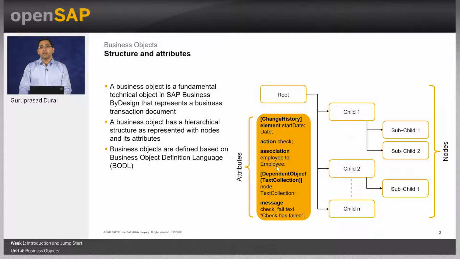Composite association can be from root to child 1 and from child 1 to subchild 1. The association between child 1 and subchild 1 is called the to-parent association, and the association between the subchild 1 and the root is called the to-root association in this case. Similarly, we could define associations for the other nodes as well. Note that the custom business objects and all their attributes are defined in the Cloud Studio using the business object definition language, or in short, BODL. Standard business objects can be extended, which will be covered as part of week 3.